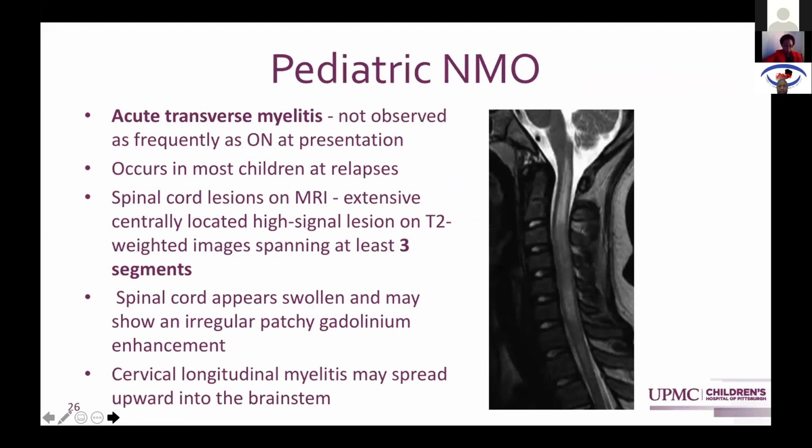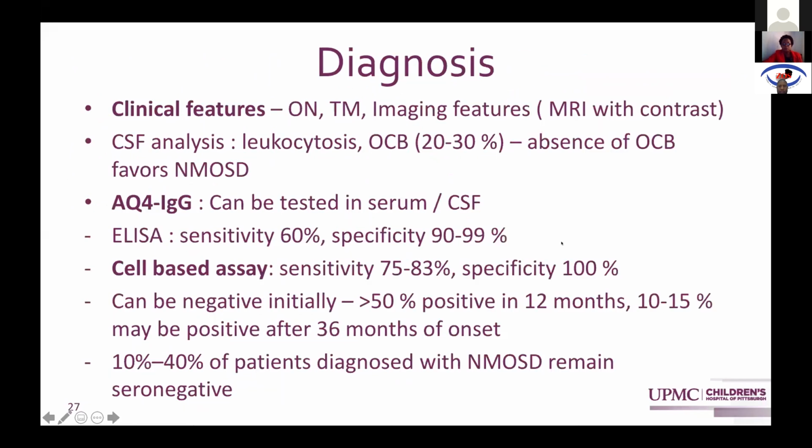Acute transverse myelitis is not, like we said, as frequent as neuritis, but it can occur frequently during relapses. You see large spinal cord lesions, just like we saw in the case that was presented prior to my talk, which usually span at least more than 3 contiguous segments of the spinal cord.